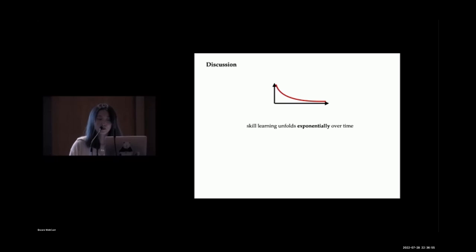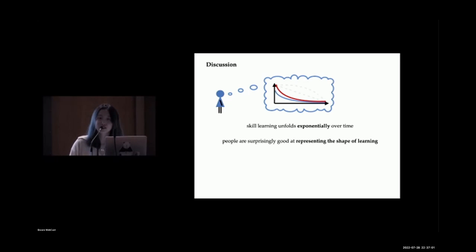So to sum up, I hope that I've shown you that skill learning unfolds exponentially over time, but more importantly, people are surprisingly good at representing the shape of learning. But we've also shown you that people sometimes misestimate the specific parameters. We see this research program as something that's really generative and opening up to lots of interesting and exciting new directions. So I'm just going to quickly go over a few.